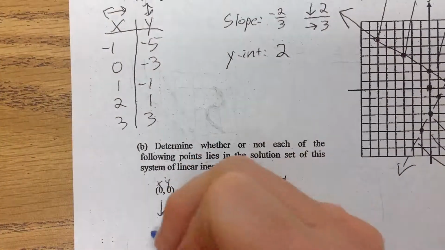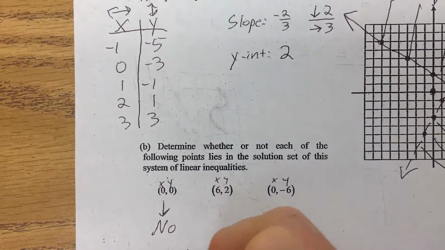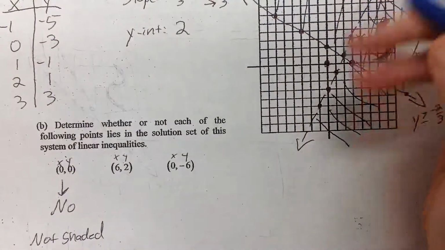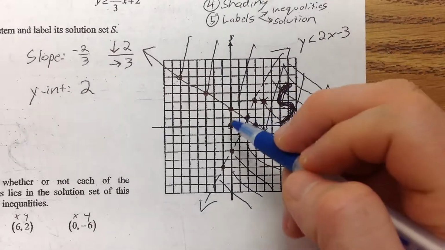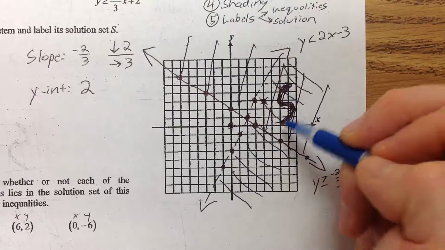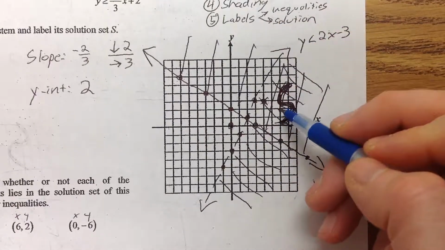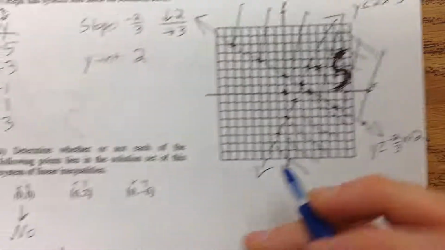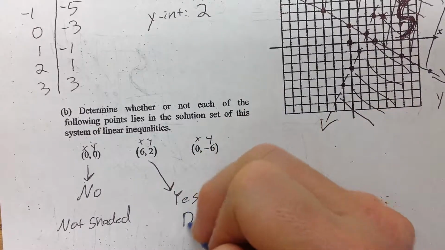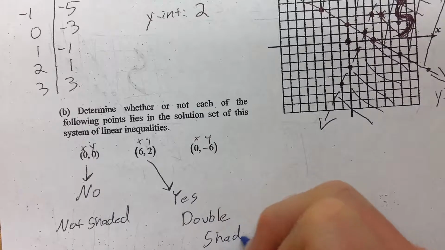So we can say no, not shaded. If we look at 6, 2, that's going to be over 1, 2, 3, 4, 5, 6, up 2. All right, so that's right here. That's going to be a yes because it's right in our double shaded area. So this one would be a yes because it is double shaded.